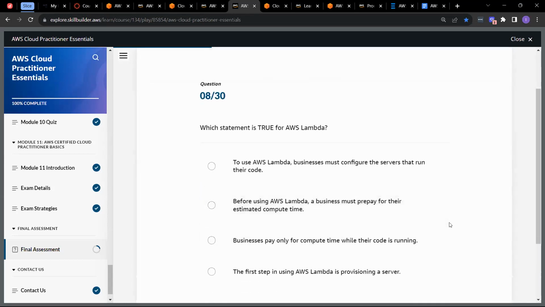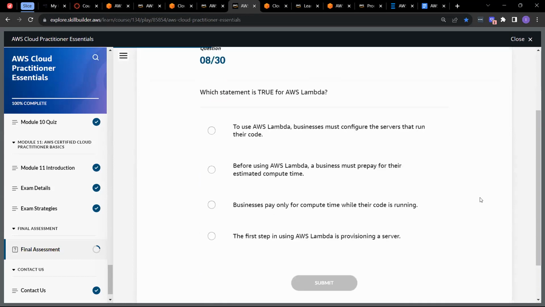Okay, so which statement is true for AWS Lambda? To use AWS Lambda, a business must configure the servers that run their code. Before using Lambda, a business must prepay for their estimated compute time. Businesses pay only for compute time while their code is running. The first step in using AWS Lambda is provisioning a server.